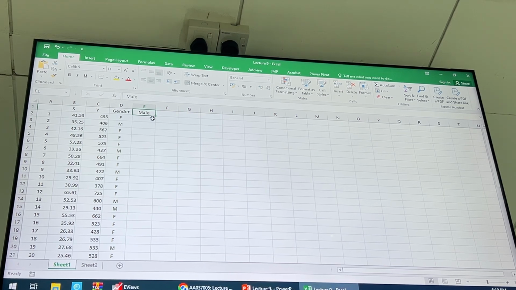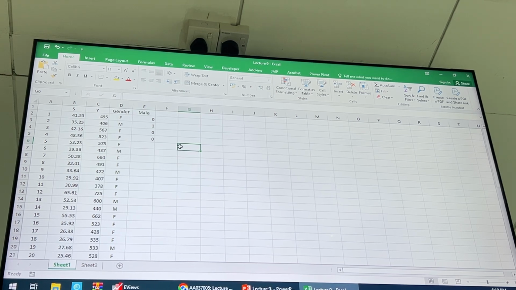Let's say we create a variable for male. If the observation belongs to male, we assign 1, if not we assign 0. For example, the first observation belongs to female, so we assign 0, and the second observation belongs to male, so we assign 1, and so on. Then we can do the same for female as well. We have two categories, male and female, so we can create up to 2.